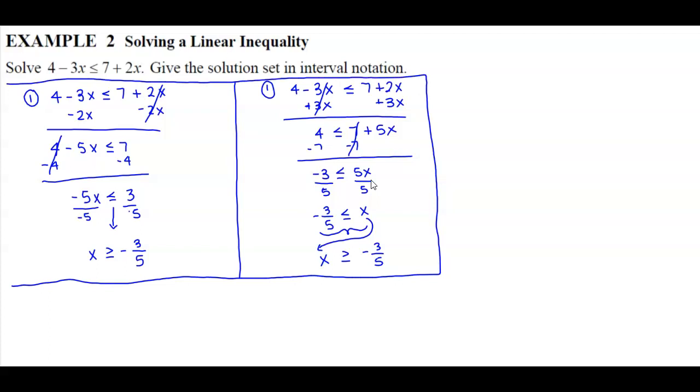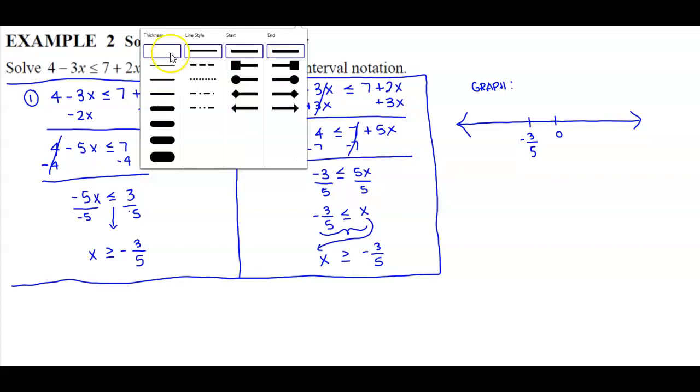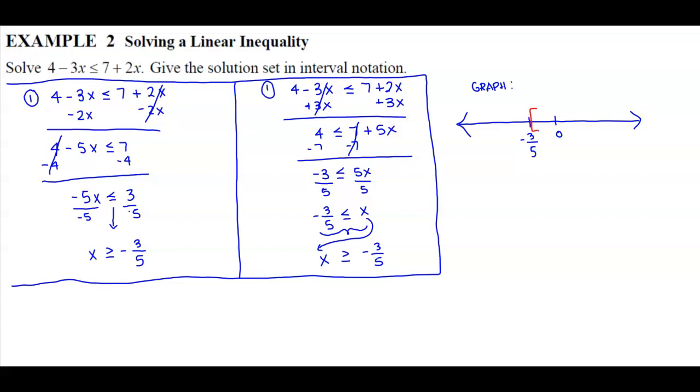Okay, so now we need to write the solution set in interval notation. We'll also do this in set builder notation, but the first thing we need to do is graph it. So what does the graph look like? When we graph this, we have our number line. We want to figure out where 0 is, and then we note that negative 3/5 is to the left of 0. Now it says greater than or equal to, so we're going to use a bracket, and then it's going to go towards positive infinity.